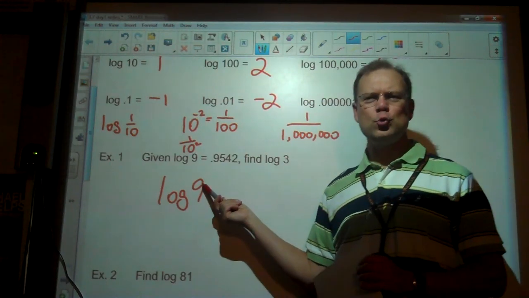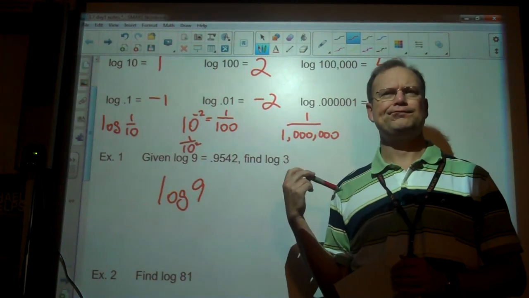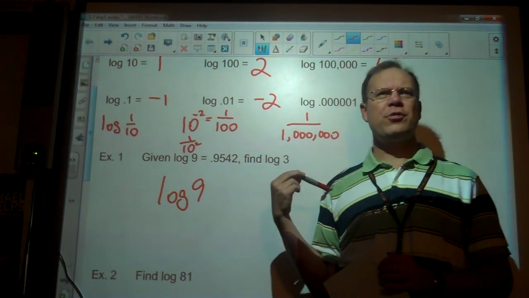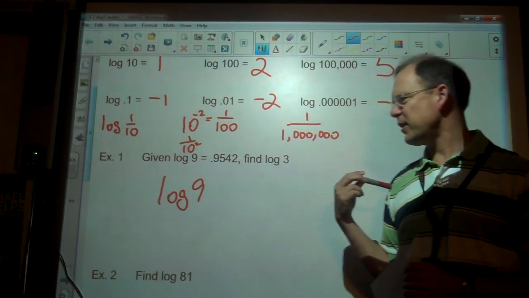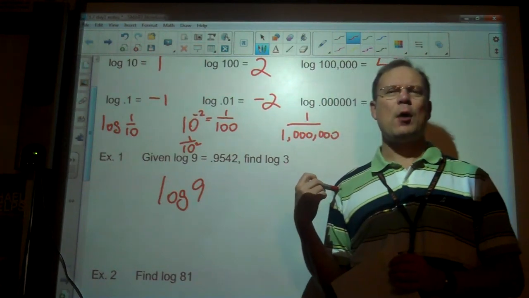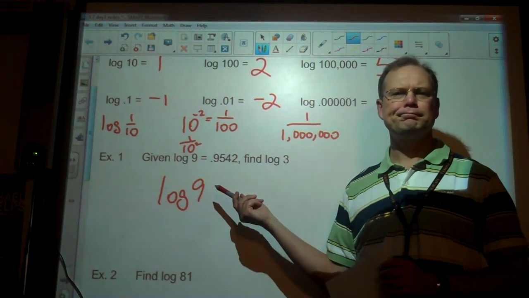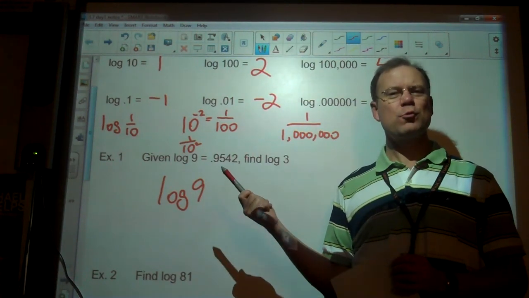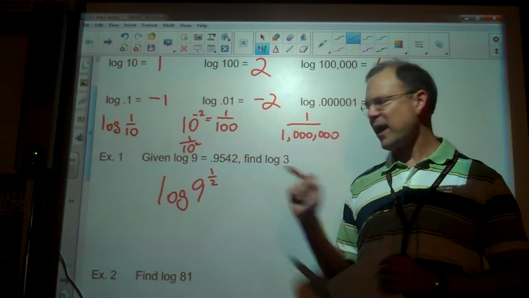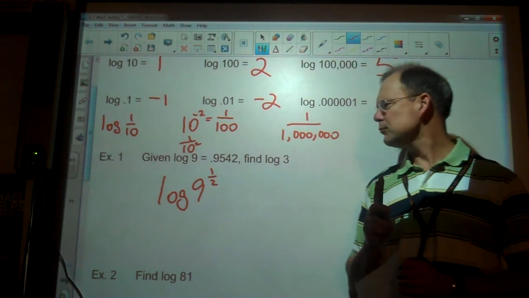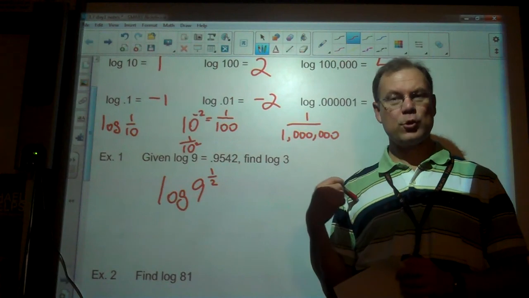So what can I do to 9 to get 3? And don't think addition, subtraction, multiplication, division here. Think like powers or roots. We could take the square root of 9, right? Which as an exponent would be to the 1/2 power. Okay, so 9 to the 1/2 power, that's 3.